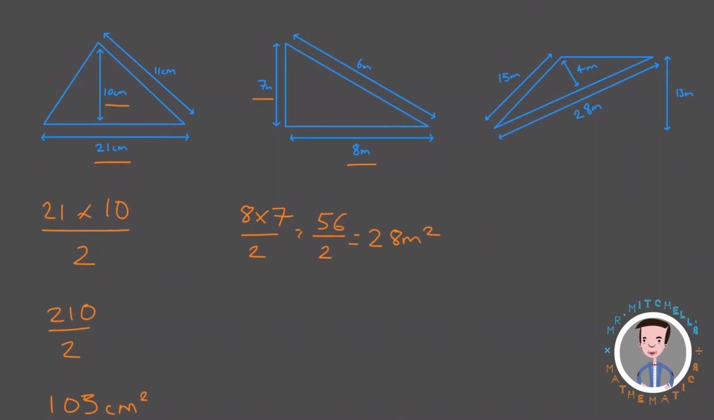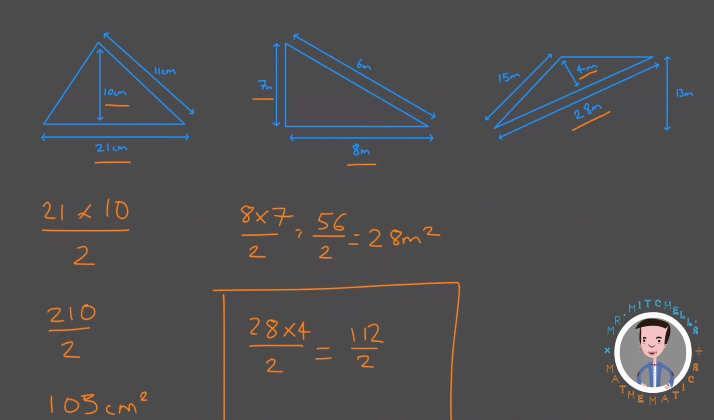And for this last one up here, the base is 28 meters and the height, which is tricky to identify, is this 4 meters here. So I'm going to do the workings down here in a box. We have 28 times 4 divided by 2, which equals 112 divided by 2, which equals 56. 56 what? 56 meters squared. So I hope you got all of those right.